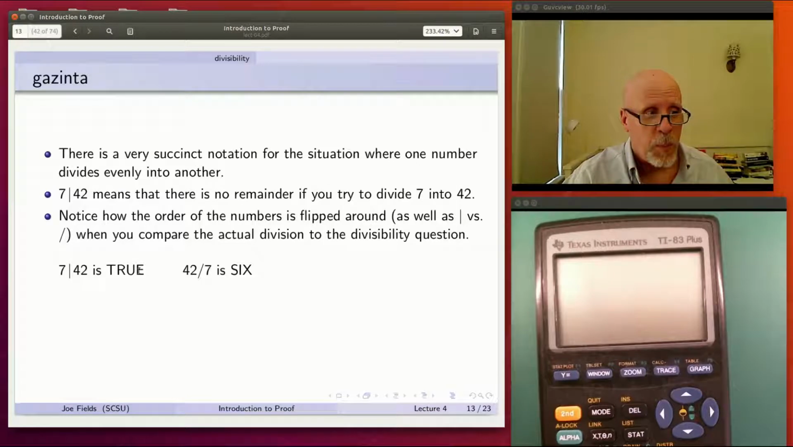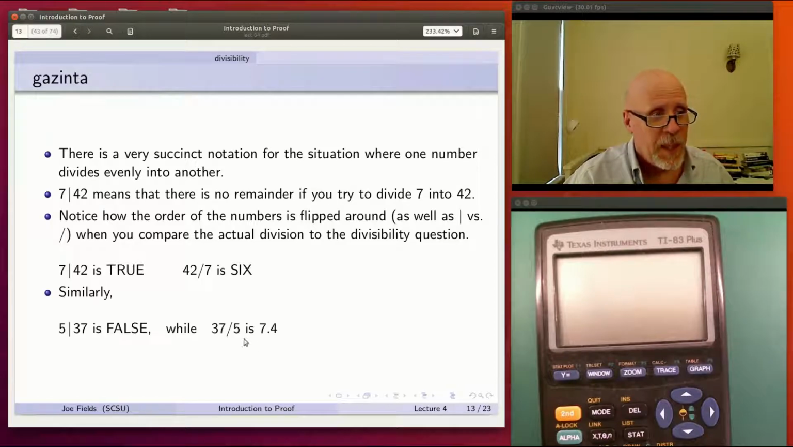So my point here is that the vertical bar is a question. It's asking, does this thing gazinta this other thing? So 7 divides 42 is true. It's not a number, it's true. 42 over 7, that's 6. Similarly, here's a couple of false ones. 5 divides 37? No, it doesn't. You'd get a remainder if you divided 5 into 37. So that's false. And 37 over 5, you have to switch the order around as well as change the symbol.